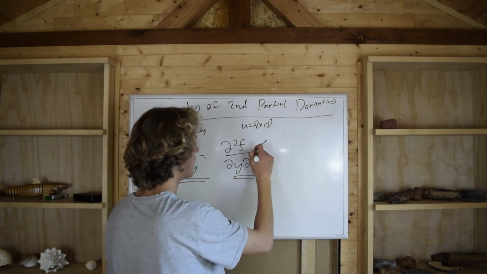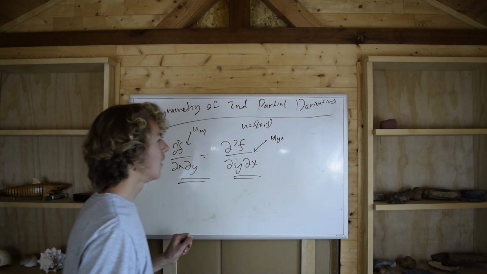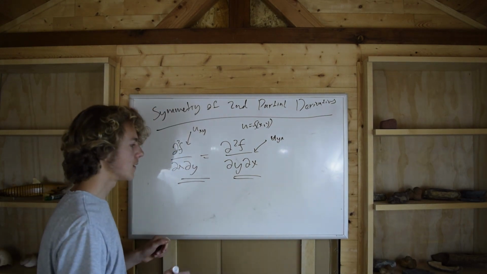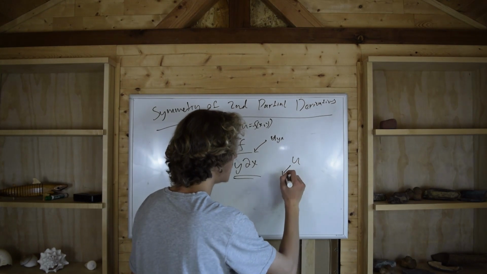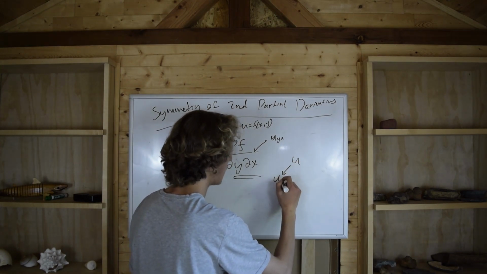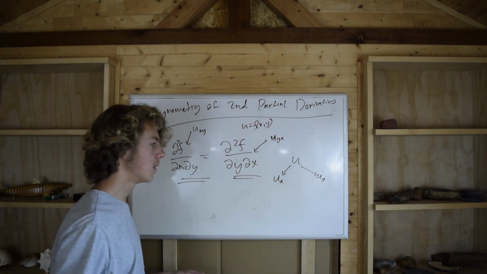Or one way of writing this here is saying u sub y x. And so essentially, if we have some function u, we can say, okay, I want to differentiate with respect to x, so u sub x, u sub y, right? Those are our two partial derivatives.